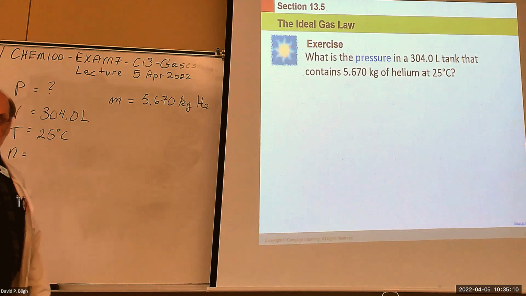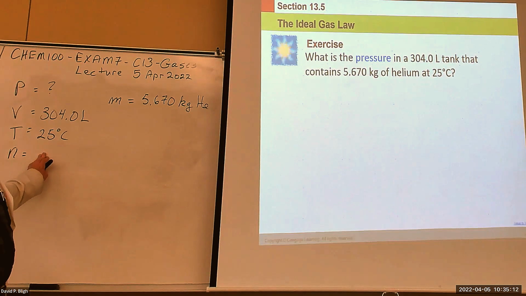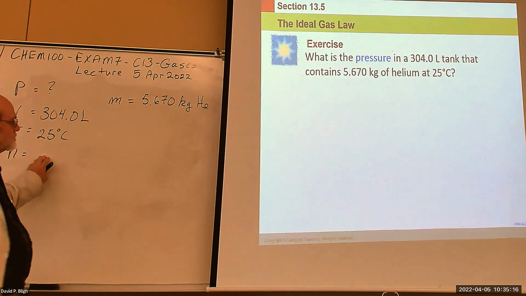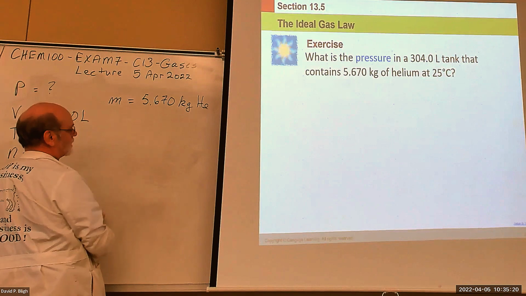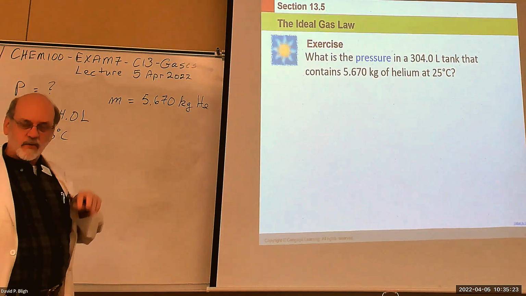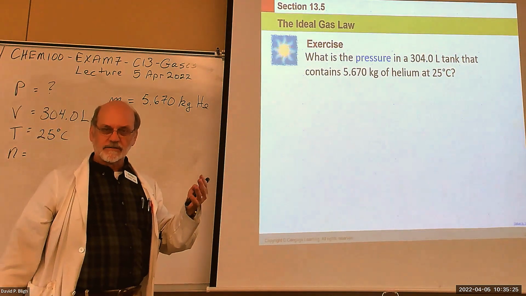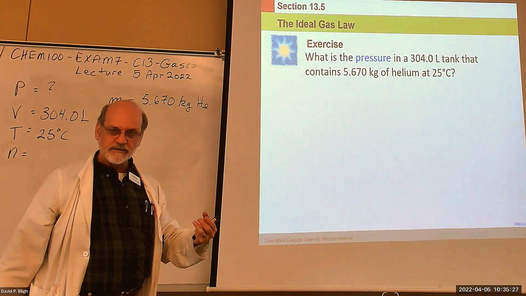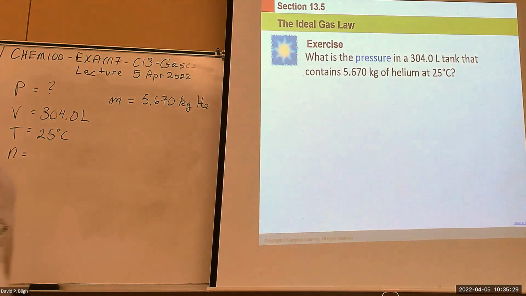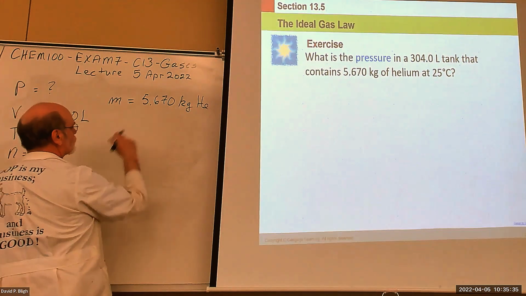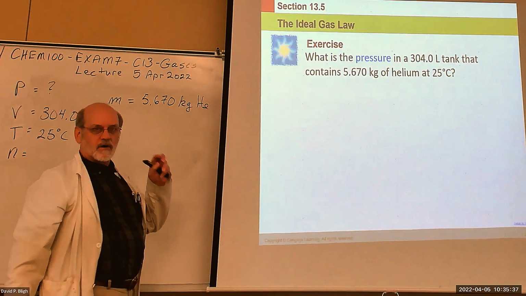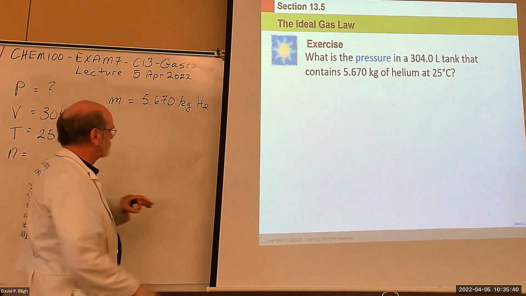What are we missing? We're missing moles. Right? Can we get moles? Yeah, fortunately. We know the mass and we know the gas. Okay. So, how do we convert mass to moles? Molar mass. The molar mass of helium is 4.00 grams per mole.